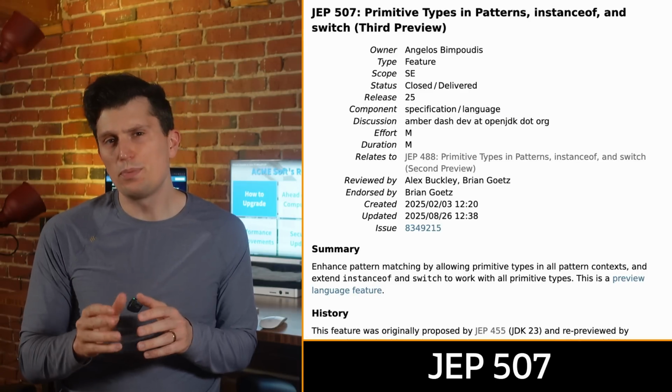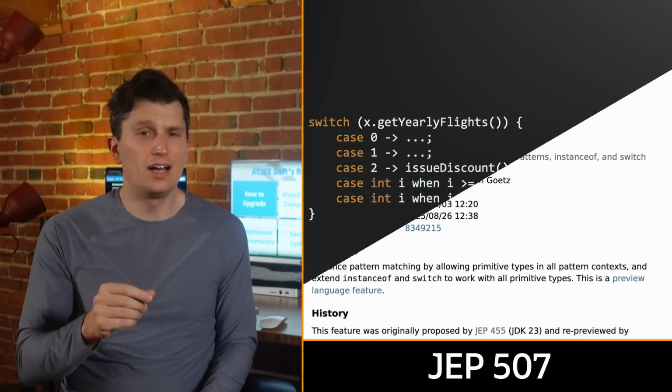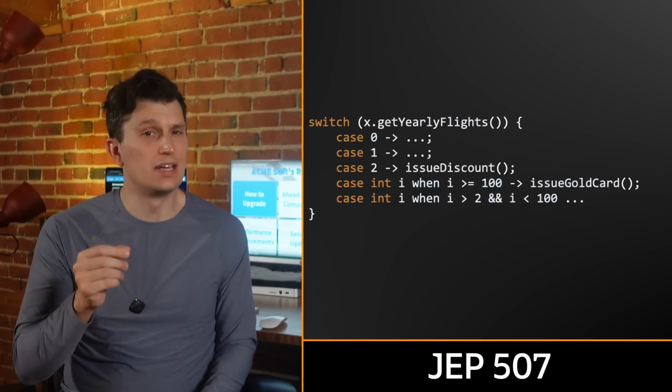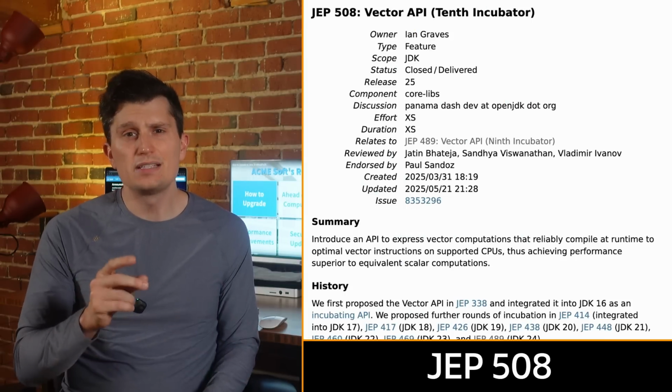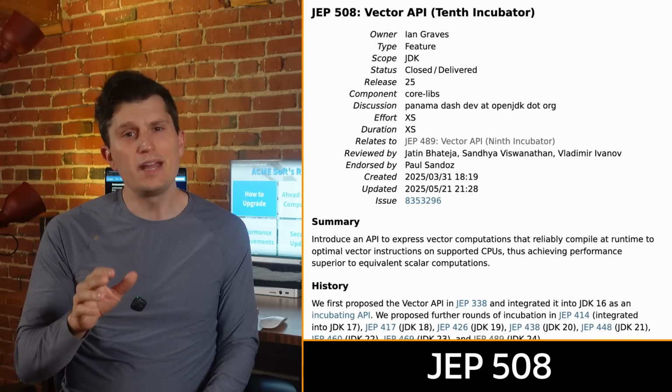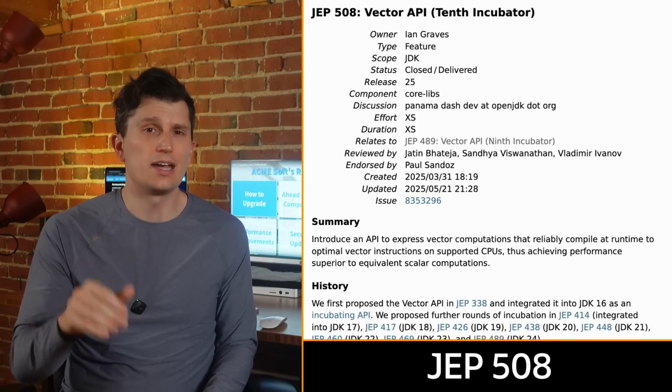JEP 507 re-previews the primitive types and pattern matching feature, which remains unchanged from its initial previewing in JDK 23. The Vector API remains in incubator status and will remain so until Valhalla features are integrated into the mainline JDK.